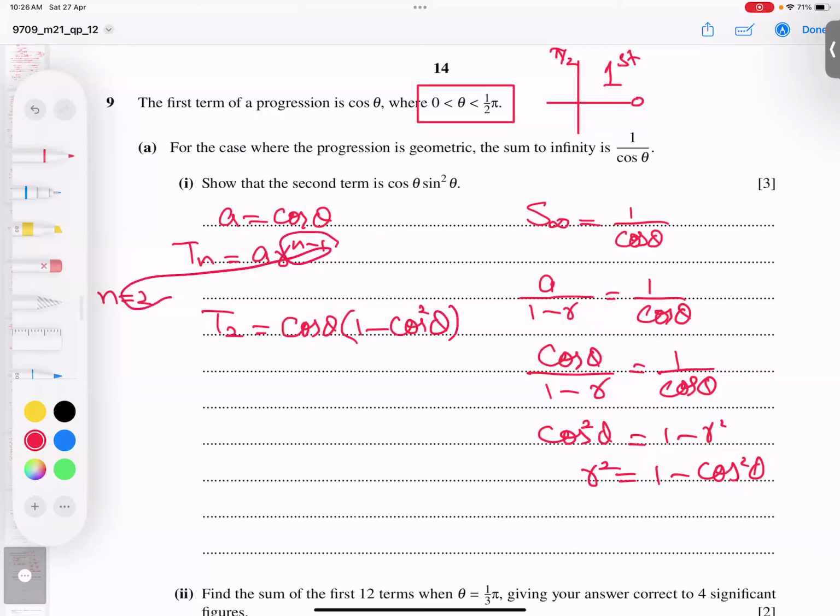And r, 2 minus 1 is 1. Whether you write the 1 or not, no problem. And if you see, we have to show this connection, but this is sine squared. What is 1 minus cos squared equals sine squared? You know the basic trigonometry formula. I'm writing here sine squared theta. So the second term is proved.